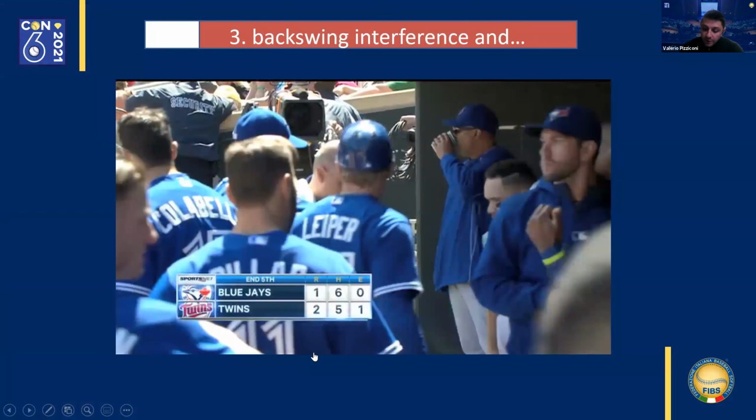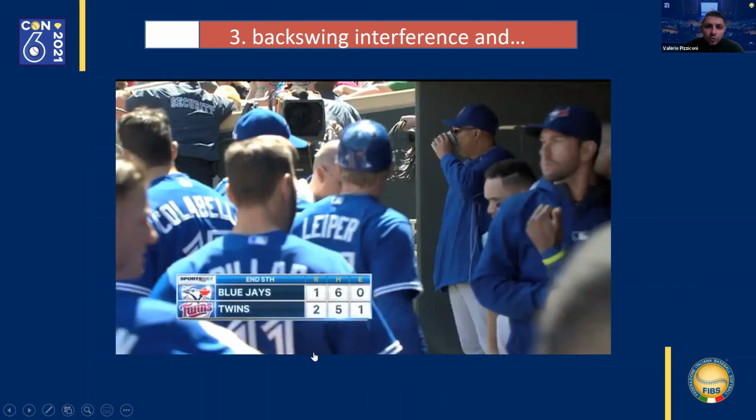This video illustrates interference on the backswing of the hitter as he makes contact with the catcher attempting to throw out a base stealer, as well as interference because the hitter leaves the confines of his box. This is therefore known as strong interference.